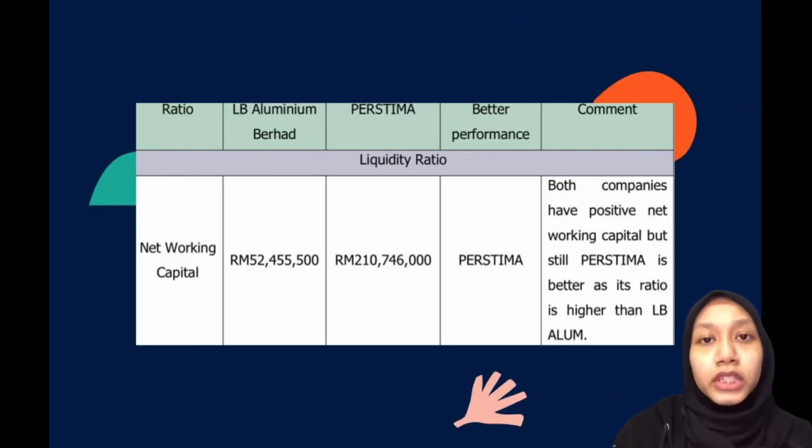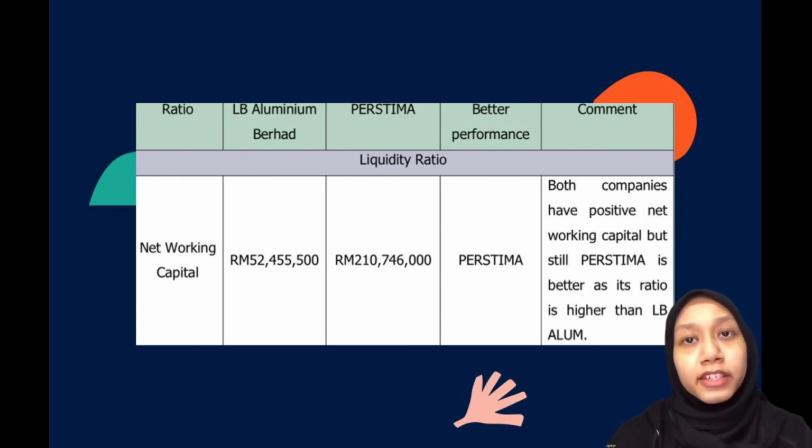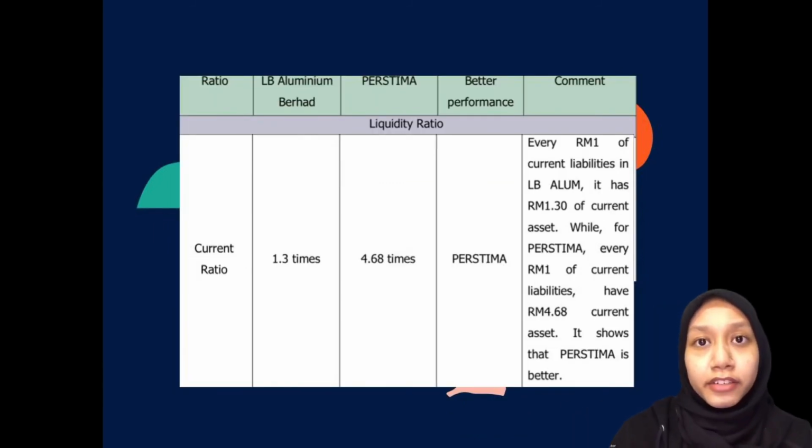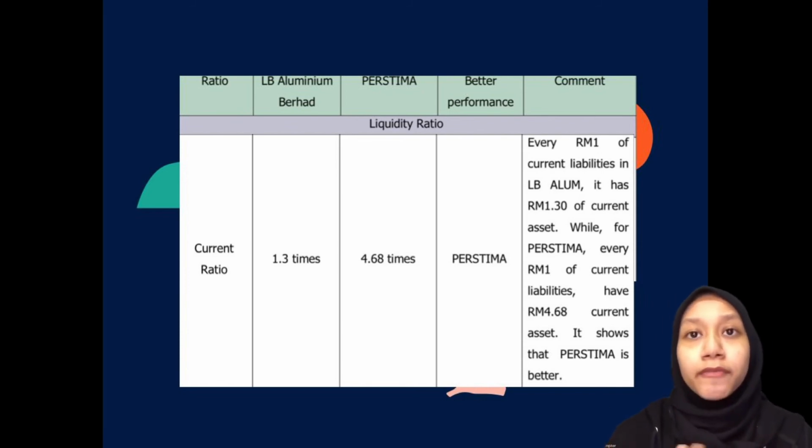First, I would like to tell the comparison about the net working capital for LB Aluminium Berhad and Perstima. Both companies have positive net working capital, but still Perstima is better as its ratio is higher than LB Alum. Next is the current ratio. For every RM1 of current liabilities in LB Alum, it has RM1.30 of current assets, while for Perstima, every RM1 of current liabilities has RM4.68 of current assets. It shows that Perstima is better than LB Alum.